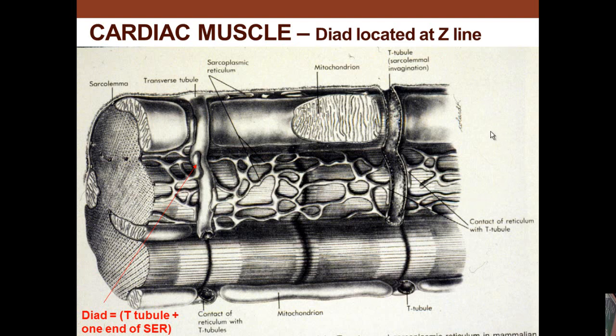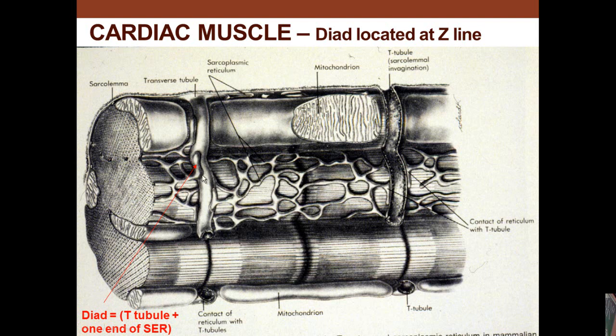the heart. Now, here we see the transverse tubule of a cardiac cell, and instead of it being at the A-I junction, it is actually at the Z line. The transverse tubule is an invagination of the plasma membrane, taking the depolarization deep within the cell and causing the sarcoplasmic reticulum to release its calcium, just like we talked about before.